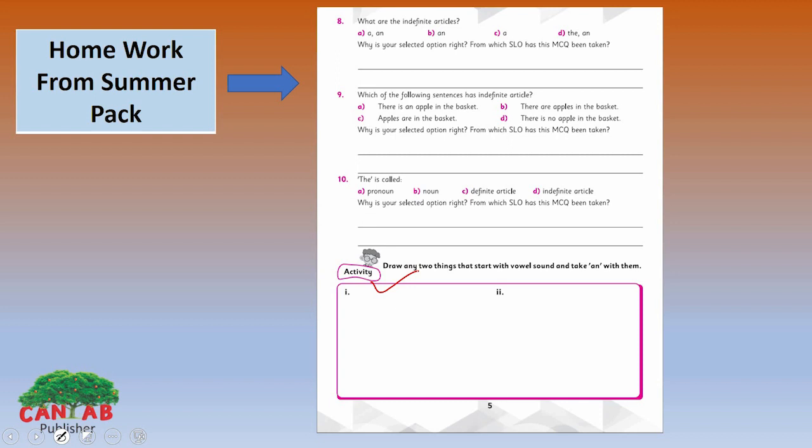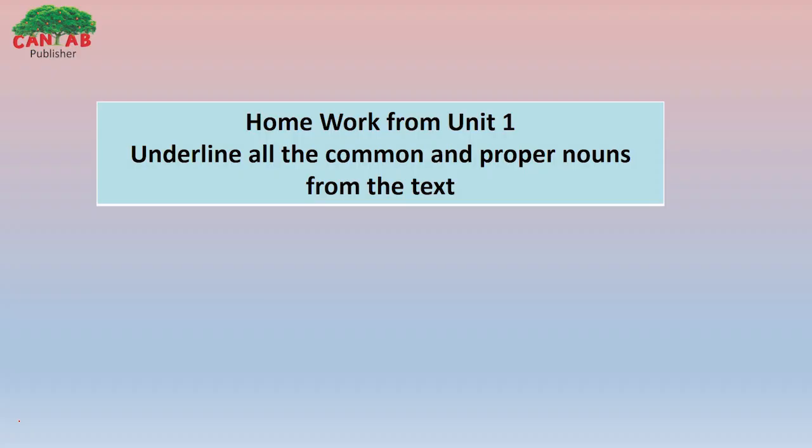Student, this is your homework from unit number 1. You have to underline all the common and proper nouns we discussed in this lesson. You have to underline all the common and proper nouns from the text. Just write it in abbreviation form. If you find a common noun, just write it like this. And for a proper noun, in abbreviation form. We discussed the abbreviation form, when we write the words in a short form.